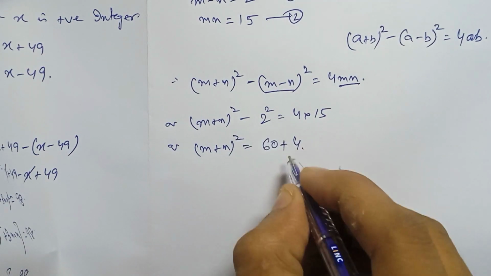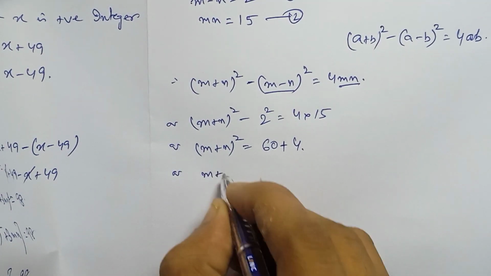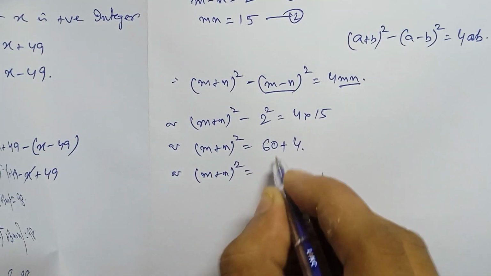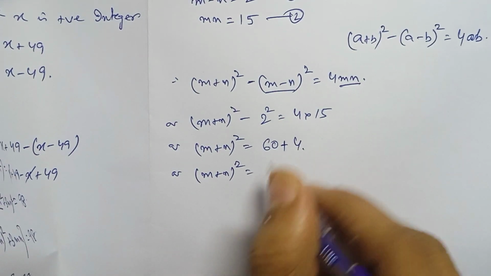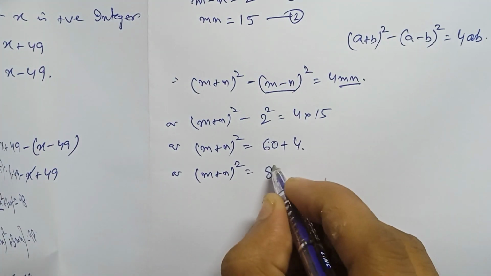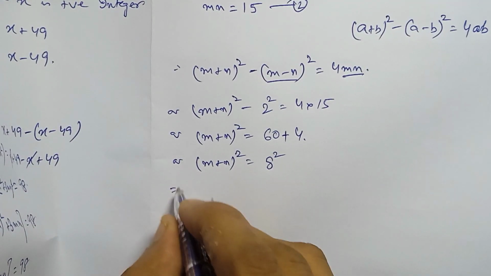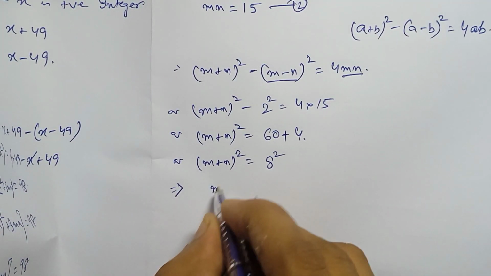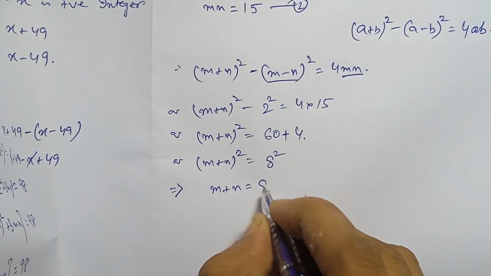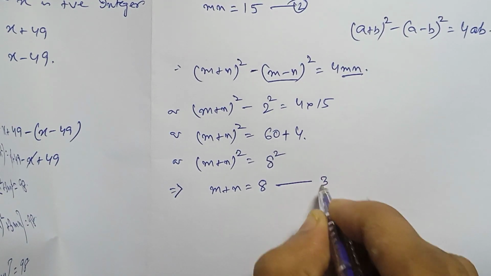Sorry, it will be here 4 plus 4. M plus n whole square is equal to 60 plus 4 is 64, and 64 is 8 square, so just take the root. Therefore we get m plus n is equal to 8. This will be equation 3.